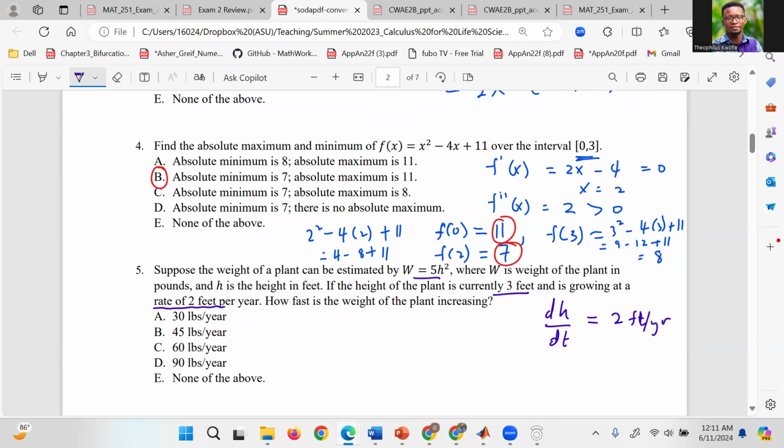Now, the question says, how fast is the weight of the plant increasing? On that note, we just find our dW with respect to what? Okay, so maybe what you can do is pause the video and try and see what you will get.